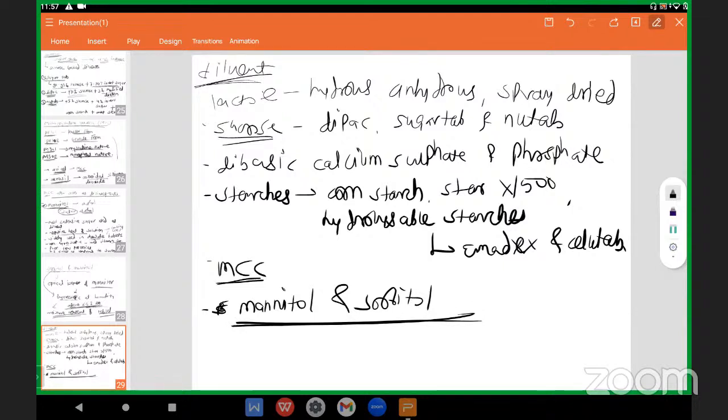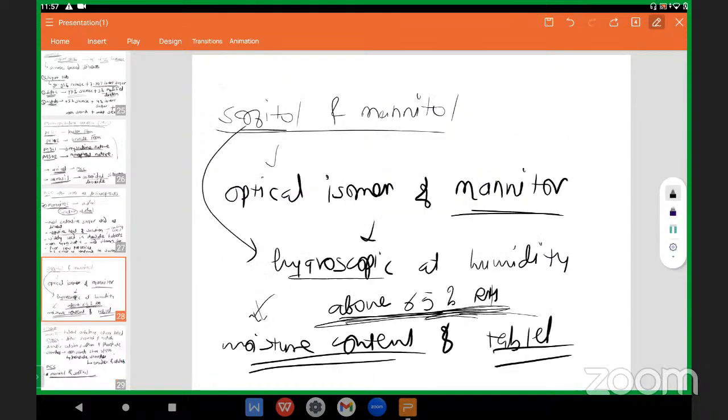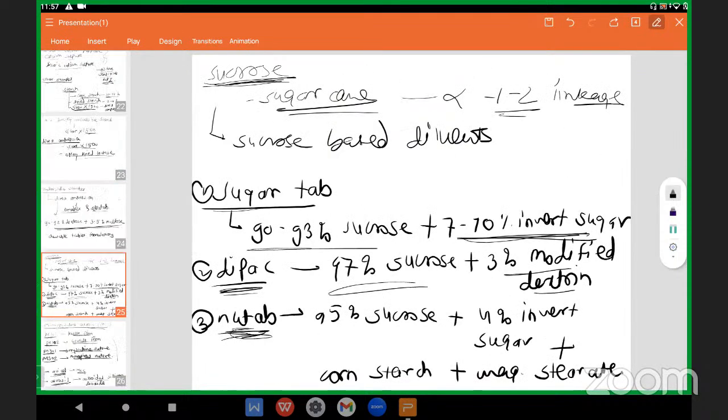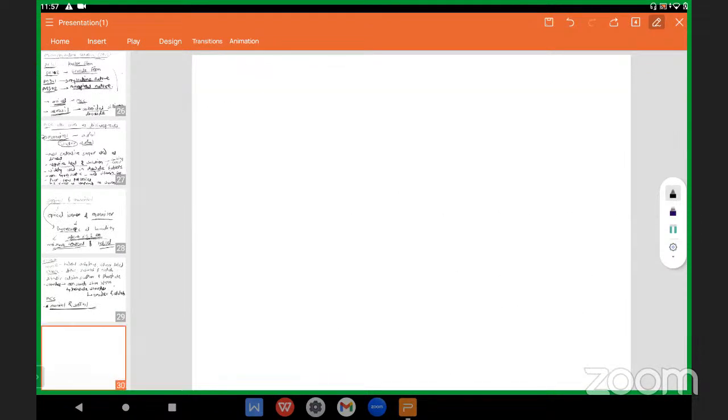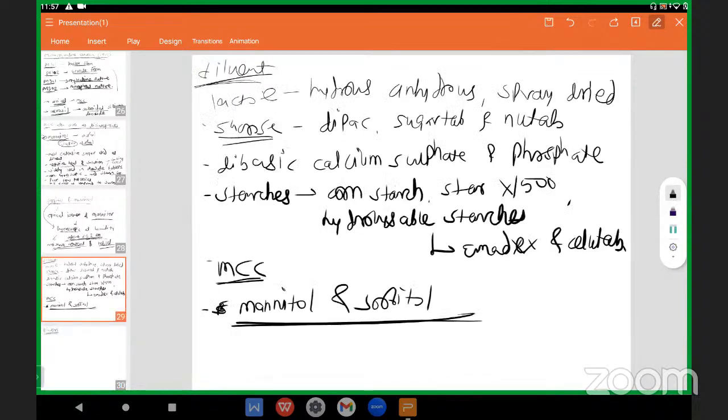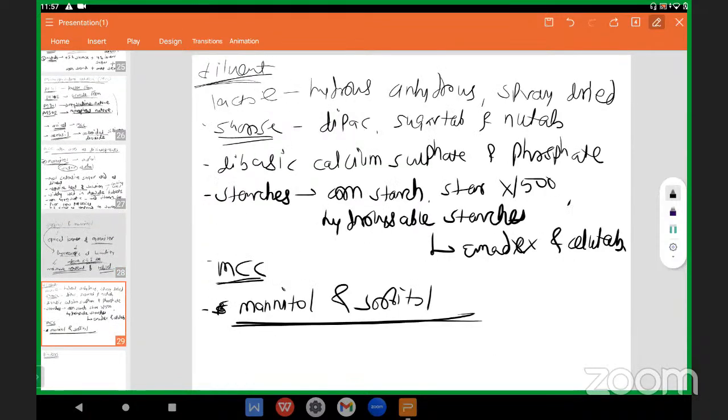Okay, so the next point is regarding your binders. But it is already the time, so I think we can start the binders in the next lecture. So it will be a fresh start for the topic. Okay. So till now, let us revise what we have covered.